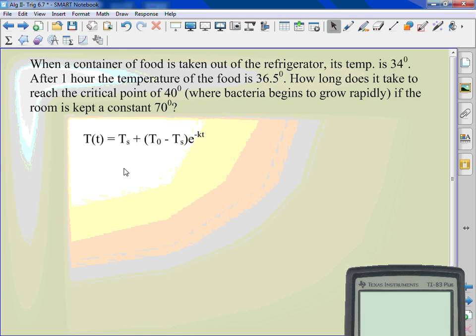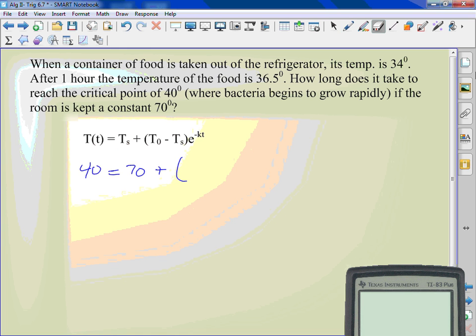All right, I need to know the critical value when it hits 40 degrees. TS is the temperature of the surroundings. What is the temperature of the outside? 70. Plus, what's the temperature of the item? 36.5.